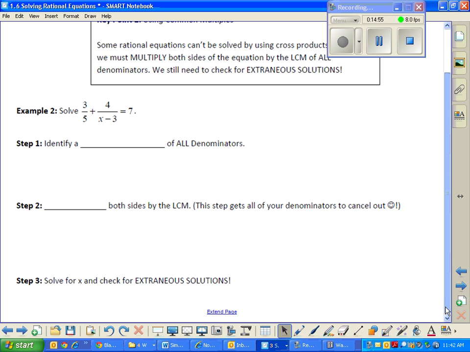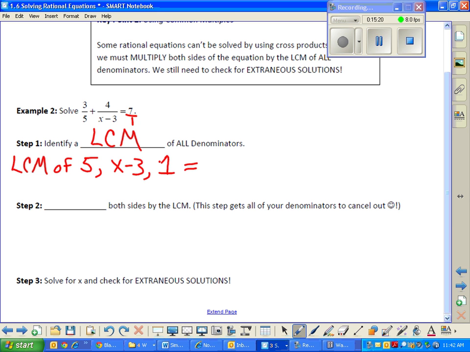And in step 1, you want to identify that least common multiple of all of the denominators in the problem. So I need to identify right now the least common multiple of 5, x minus 3, and 1. Because that's all of the denominators in the problem.